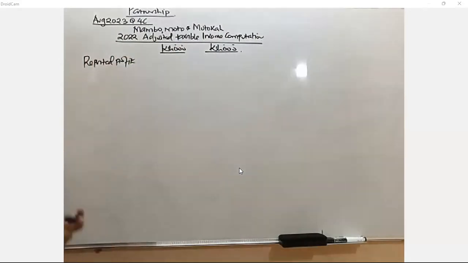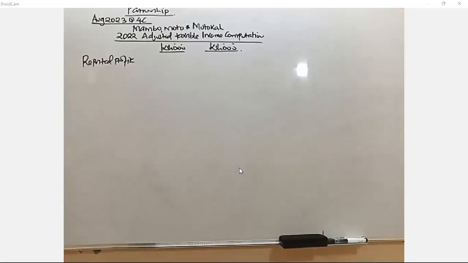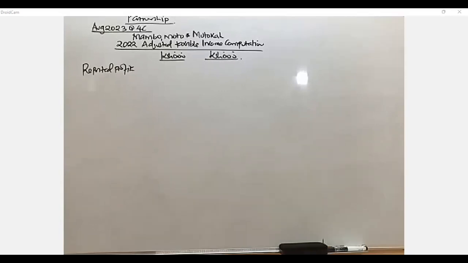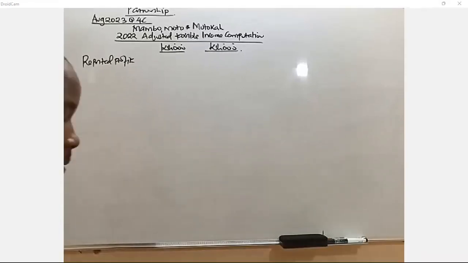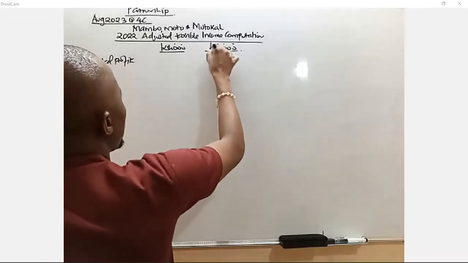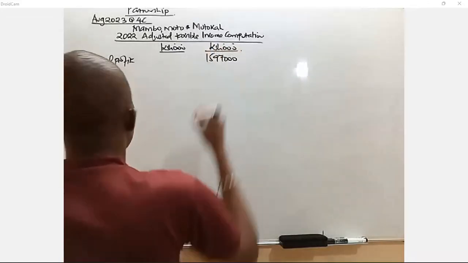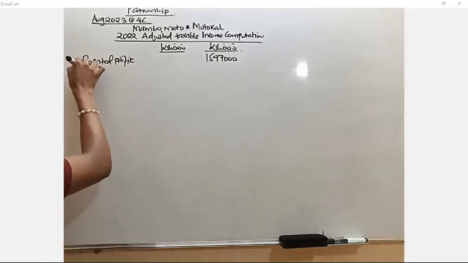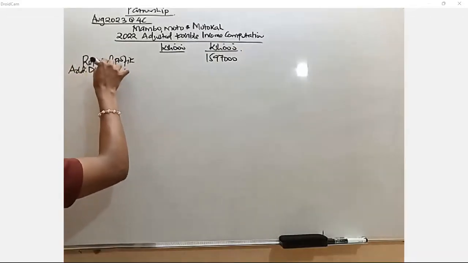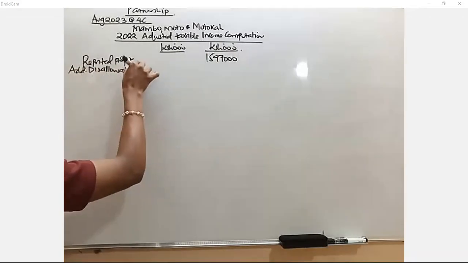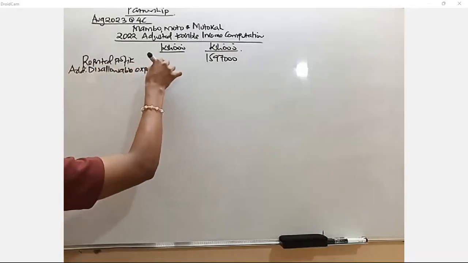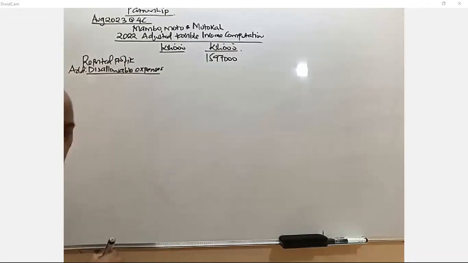So how much is our reported profits? We look at the data provided by the examiner, right? So let us look at the net profit in the question. They have told us it is 1,597,000. Then we normally add disallowable expenses, right? Let us first check on the disallowable expenses.